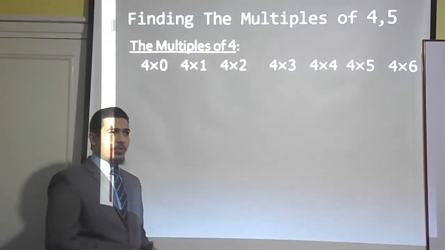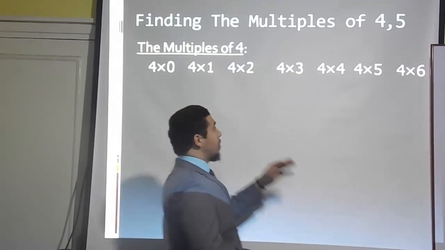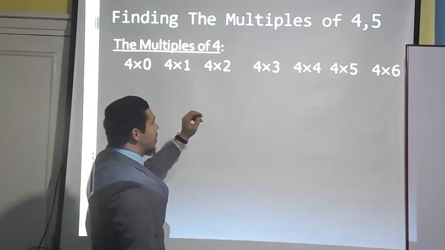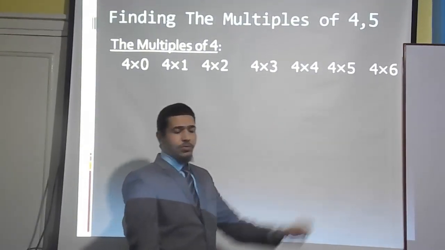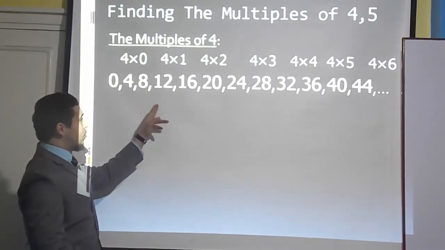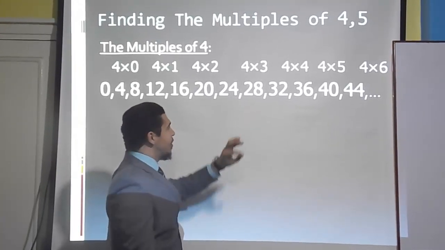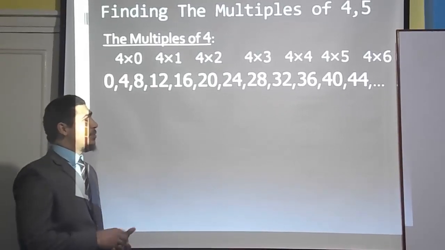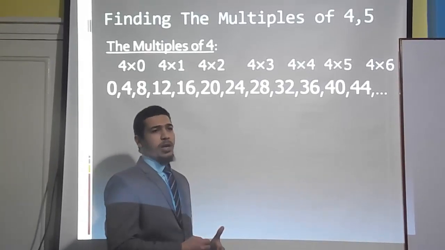The multiples of number 4, as we did for the number 1 and the number 2: we multiply 4 by 0, 4 by 1, 4 by 2, 4 by 3, 4 by 4, 4 by 5, 4 by 6, and so on. We find the result 0, 4, 8, 12, 16, 20, 24, 28. Let's take this number 28. This number 28 means 4 times 7. What does it mean? This means we repeat 4 seven times.